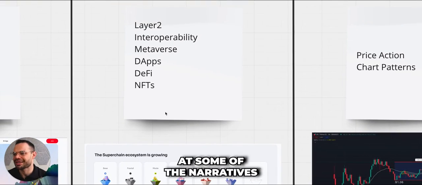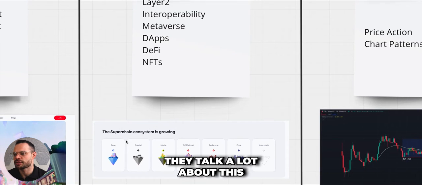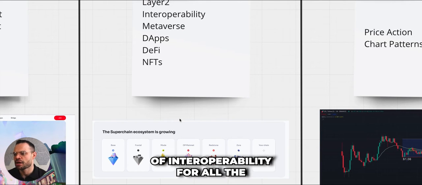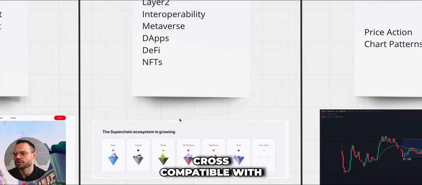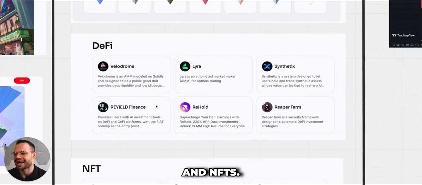So when we look at some of the narratives in relation to Optimism, it strikes a chord with Layer 2, obviously. It also aligns pretty well with interoperability. They talk a lot about this super chain ecosystem that they're continuing to grow and build out in terms of interoperability for all the different chains that they are cross-compatible with. They focus a bit on the metaverse and this virtual reality style gaming on their website, as well as decentralized applications, decentralized finance, and NFTs.